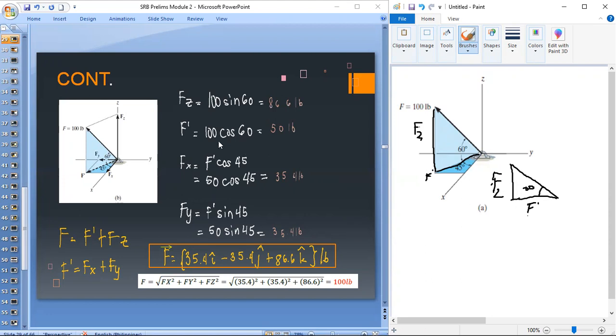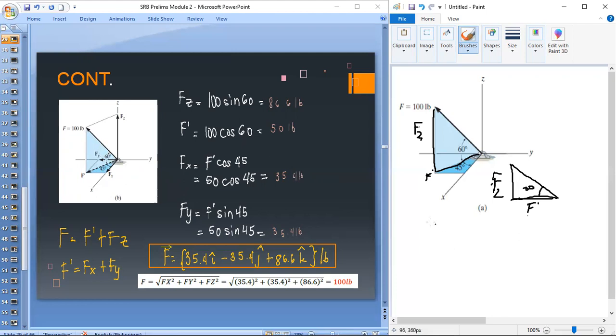For F prime, it's the same. F prime is equal to 100 cosine 60, since it's the adjacent side, the 60 is beside your F prime. And then same with Fx: since you already have F prime, you just input cosine 45.